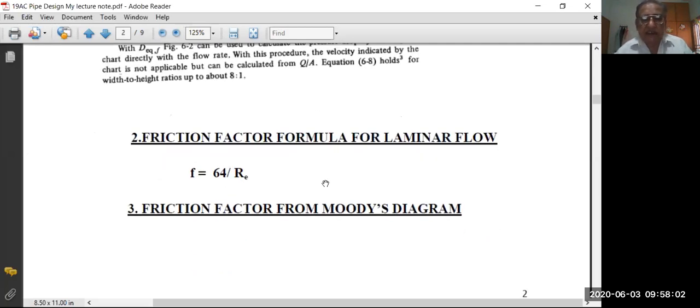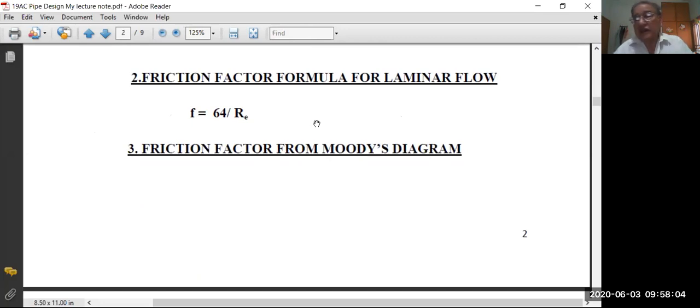This is also always taught in fluid mechanics books. If the regime is laminar, so flow is slow and its Reynolds number ranges up to 3000, then we can use a very simple formula. We don't need to go to Moody's diagram. We need only 64 divided by Reynolds number. Just calculate the Reynolds number, and from there 64 divided by Reynolds number, you will get this factor.